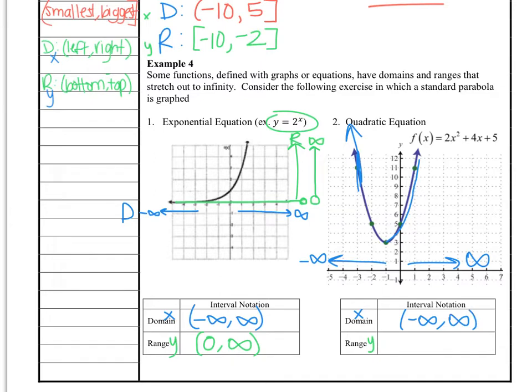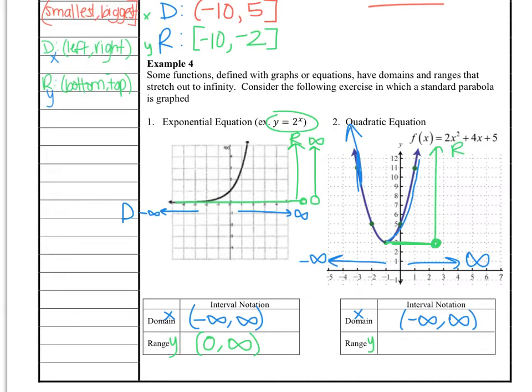Negative infinity to positive infinity, and we've got parentheses. Then when I look at my range, I start from the bottom and I go up, up, up to the top. Well, the bottom is a closed circle because it's part of the graph. And again, this is for my range.